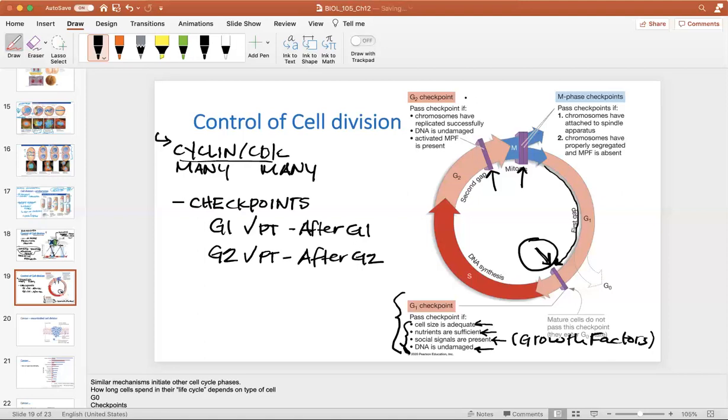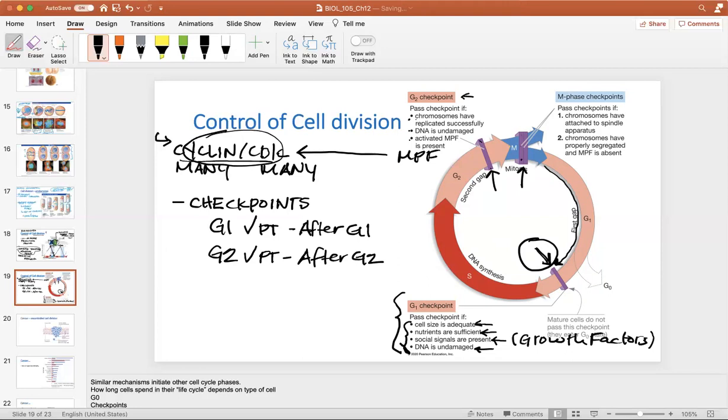So here's where our G2 checkpoint is, right here where this purple is. And at this point, the cell is checking, have the chromosomes been replicated properly? Is the DNA undamaged? Is there enough MPF? And remember, MPF is this dimer here, but it's the one that sends it into mitosis, okay? If these three things are true, then the cell will enter mitosis and cell division.